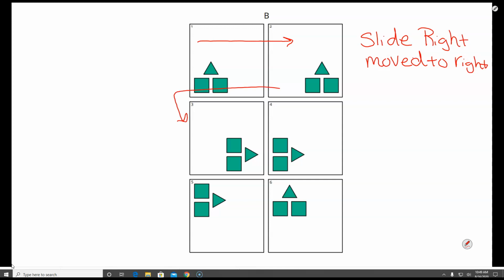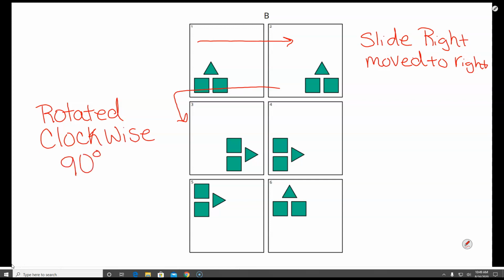Then from 2 to 3, as you can see, it did something a little different. How would we get from 2 to 3? Looks like we spun it just a little bit, or we could call that rotate. So we rotate. Which direction would we go? Clockwise. And by how much did it move clockwise? We could say it moved 90 degrees, or a quarter of a turn.